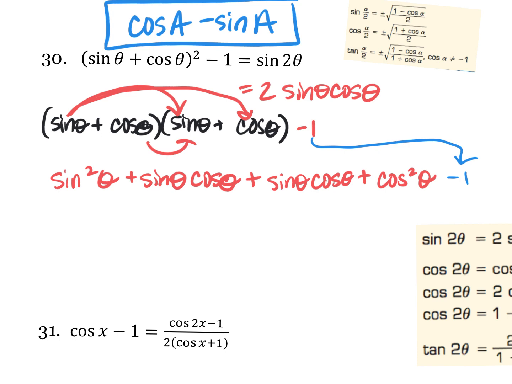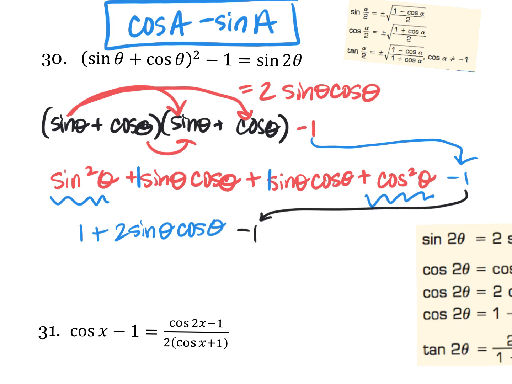Don't forget I got to bring down that -1. What is sine squared plus cosine squared? It's just 1. So if that's 1, what is 1 sine cosine plus 1 sine cosine? 2 sine cosines. Don't forget to bring that -1 still hanging out. Final answer. Those 1s are going to cancel out and I'm left with 2 sine cosine.